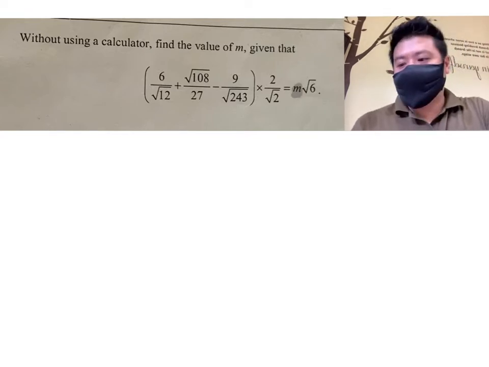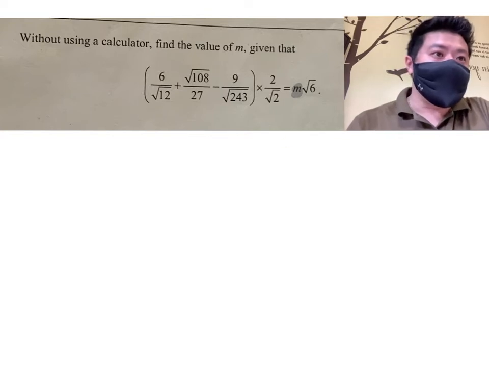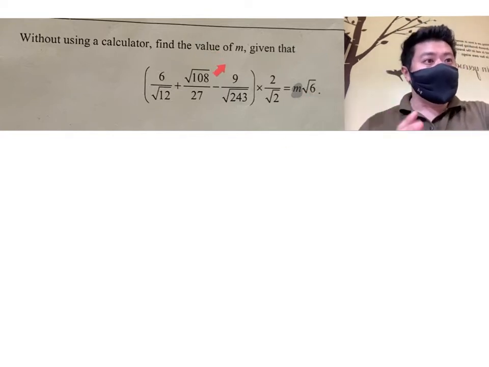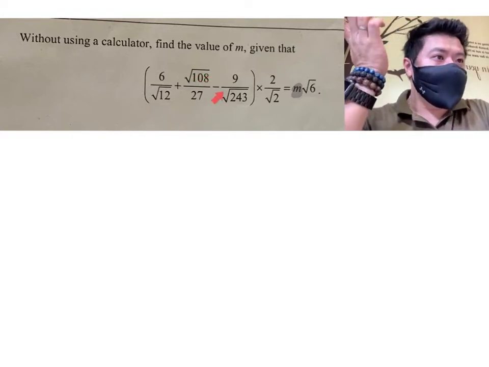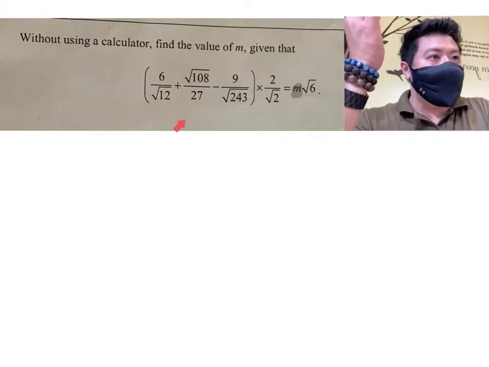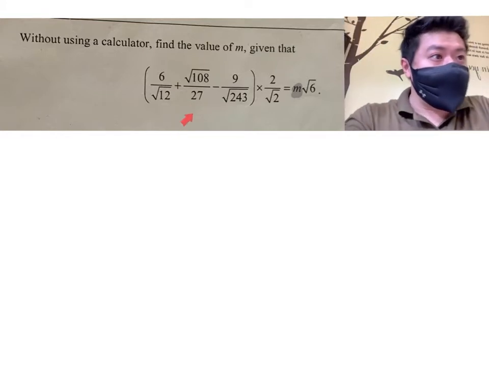Okay, so I know some of you may be trying to straight away bring square root 6 over to the left hand side. But if you try to do this, the thing is, this portion here is already quite messy, right? So how about we try to simplify the left hand side first?